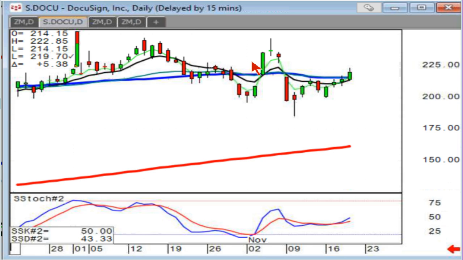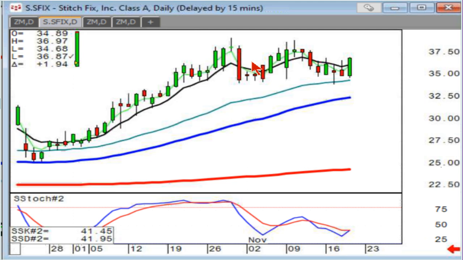Daku, nothing real exciting on this one. I mean, if you like it, you can stay long. It's just I'd have my money elsewhere. SFIX, nothing here yet. You do have a bullish engulfing. I wouldn't do anything until it breaks through this level.